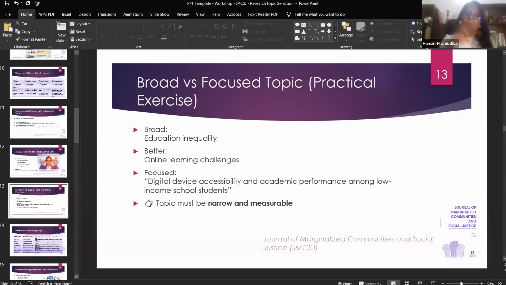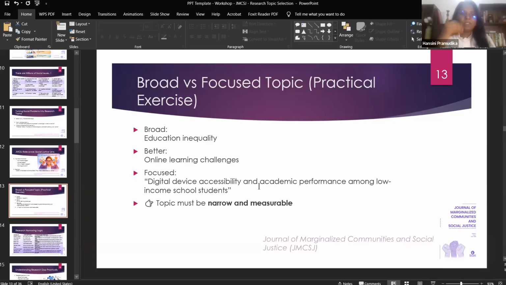And broad and focused topic, right? This is very important, because you can have a certain kind of idea about how to narrow your research title, right? Broad in the sense of education inequality. It is the broad issue, right? Better, you can fine tune it a little bit, right? Or online learning challenges.